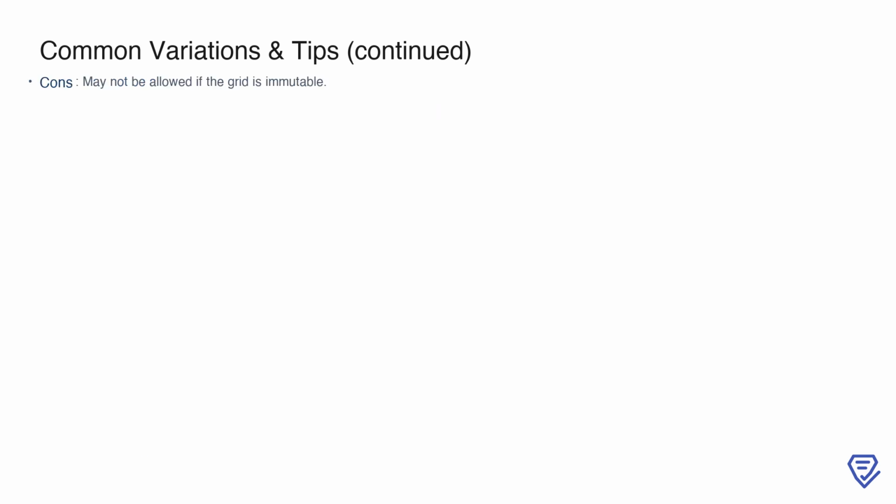That said, modifying the grid directly does come with its own trade-offs. While it can save memory, this method may not be permissible if the grid is immutable or if the problem explicitly requires preserving the original input. Always check the constraints and requirements carefully before deciding on this approach. Balancing simplicity, efficiency, and adherence to problem constraints is key when choosing the right solution for the number of closed islands problem.